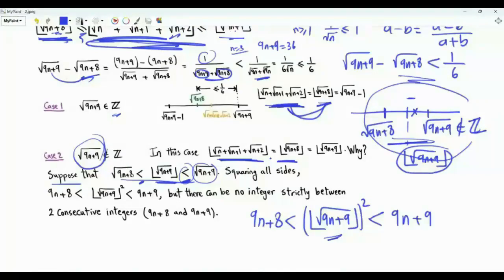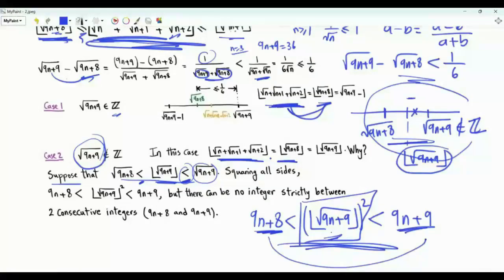The floor function produces an integer. When we square an integer, we have an integer. This statement here tells us that there is an integer living between the two integers 9n plus 8 and 9n plus 9. But these are two consecutive integers. There can never be an integer in between. This cannot be true. In all cases, the floor of the square root of n plus the square root of n plus 1 plus the square root of n plus 2 is equal to the floor of the square root of 9n plus 8.